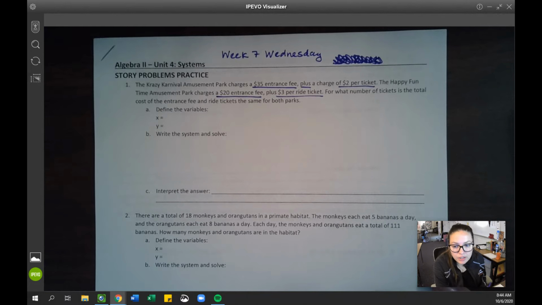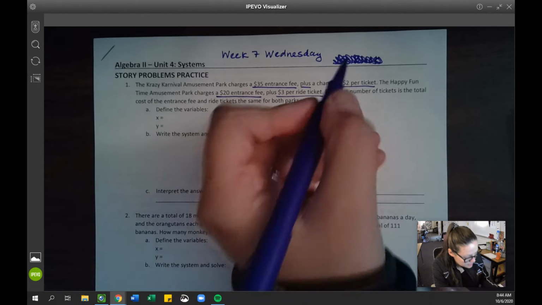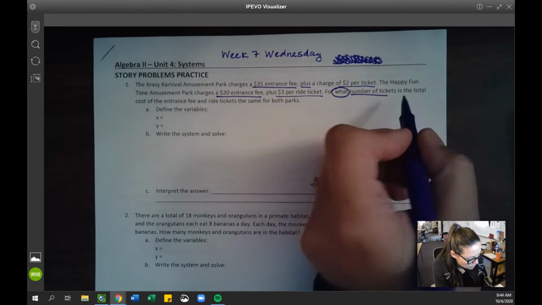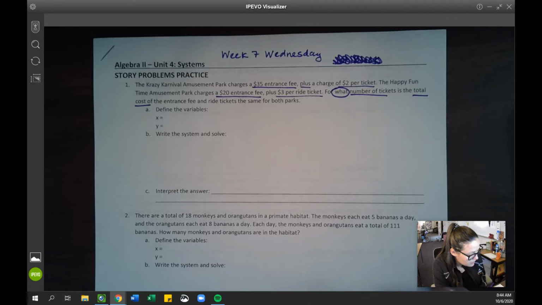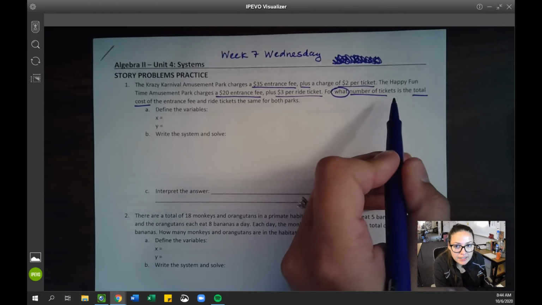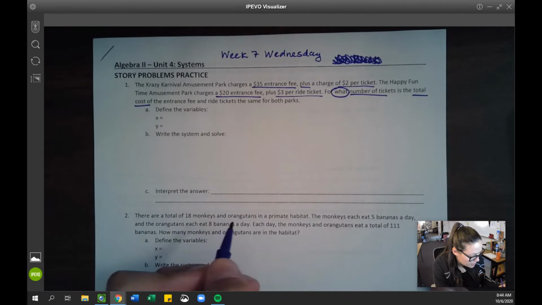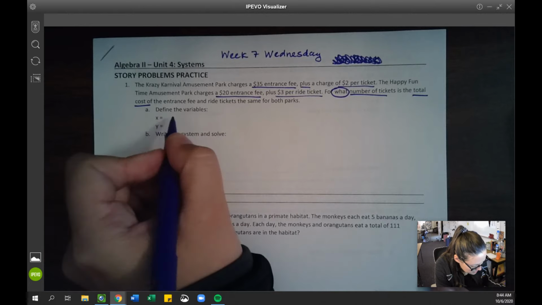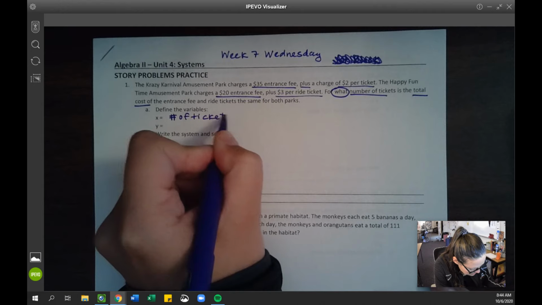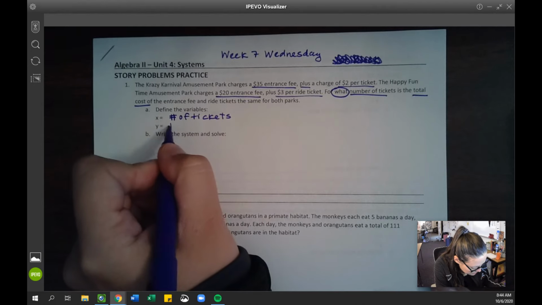Now, here's the important part. You have to look for what the question is. What number of tickets is the total cost the same for both parks? Because what the question is asking is going to tell us what our variables are going to be. So what do I have to find out? I have to find the total number of tickets and the total cost so they're the same. So X is going to represent the number of tickets and Y is going to represent the total cost.